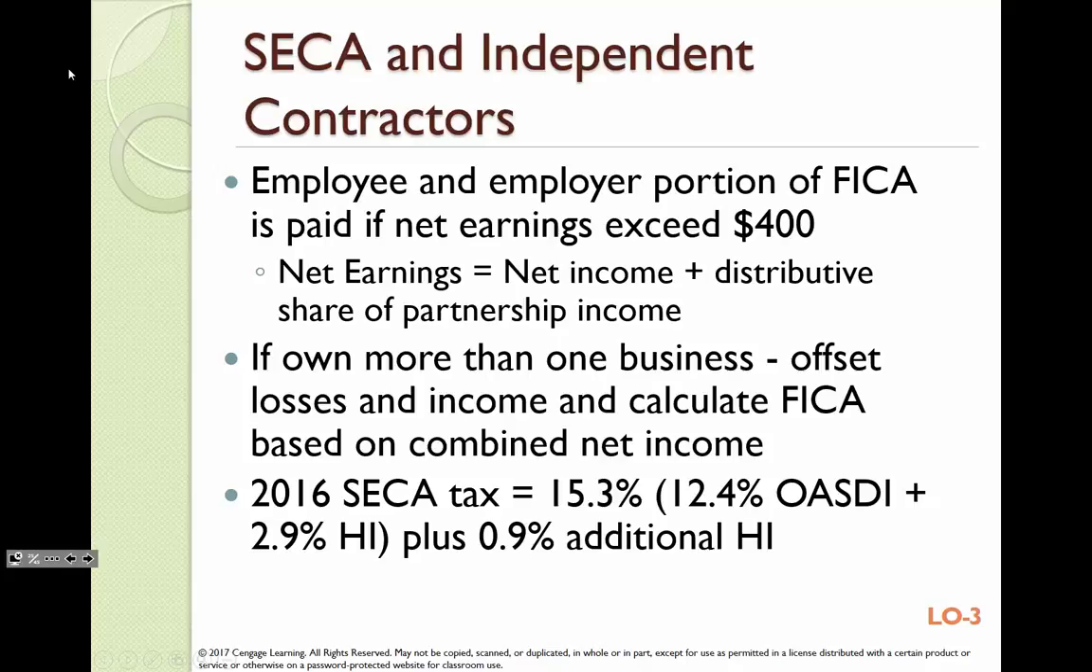Okay. And you know these numbers, right? 12.4 plus 2.9 equals 15.3, plus 0.9 if you get to 200 or 250. Yeah? All right, let's try an example.